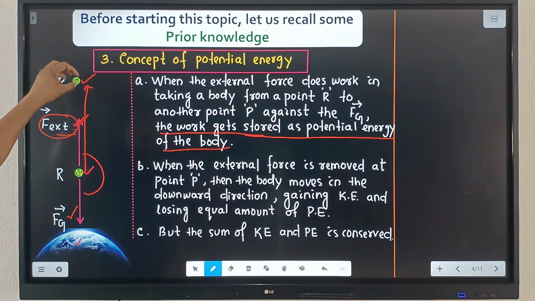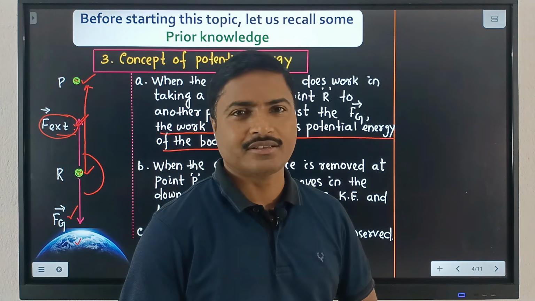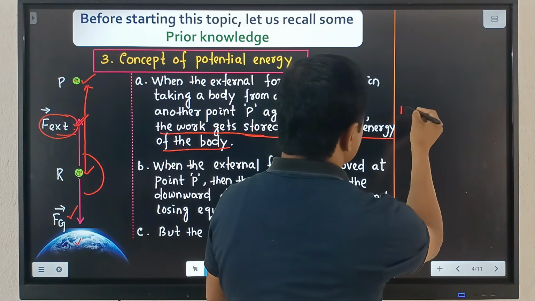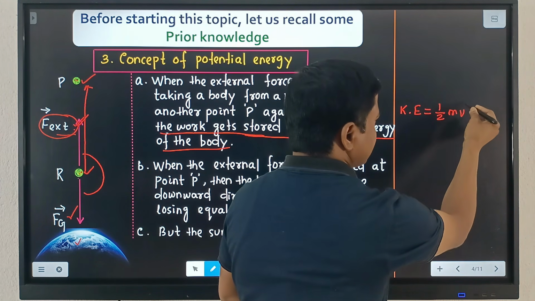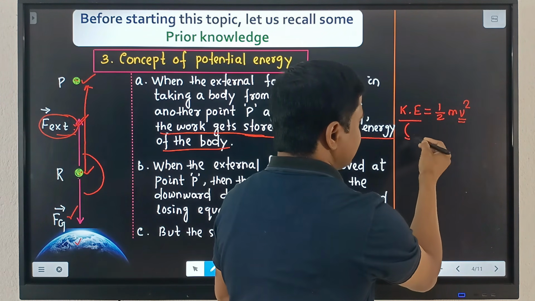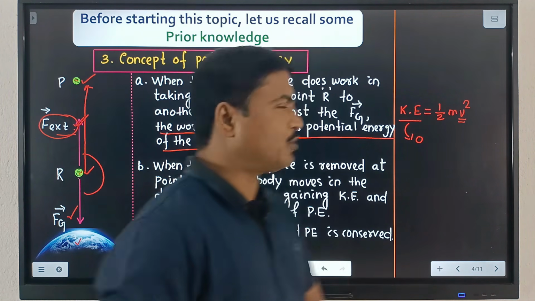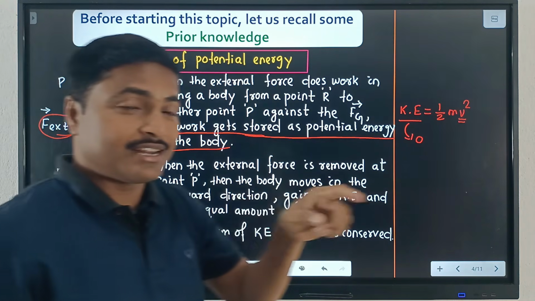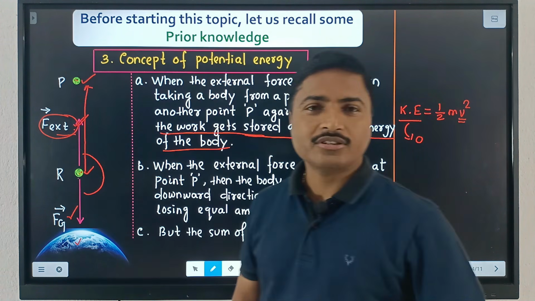Suppose at point P, the body is at rest. If a body is at rest, its kinetic energy is 0, because you know the formula for the kinetic energy. Kinetic energy is equal to half mv square. If velocity is 0, then kinetic energy is automatically 0. That means at point P, the energy stored is the potential energy. That means all energy is potential energy. No kinetic energy is there.